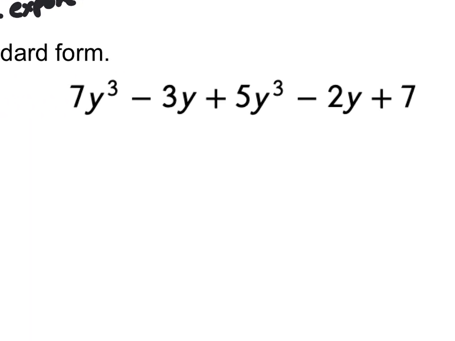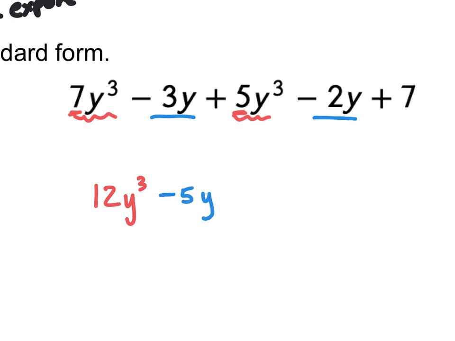All right, so now here, let's look at this. I've got y cubed and y cubed, so I've got this and this. So 7y cubed plus 5y cubed is going to give us 12y cubed. If I've got negative 3y and negative 2y, that's going to give me minus 5y. And then I want to add in the plus 7.